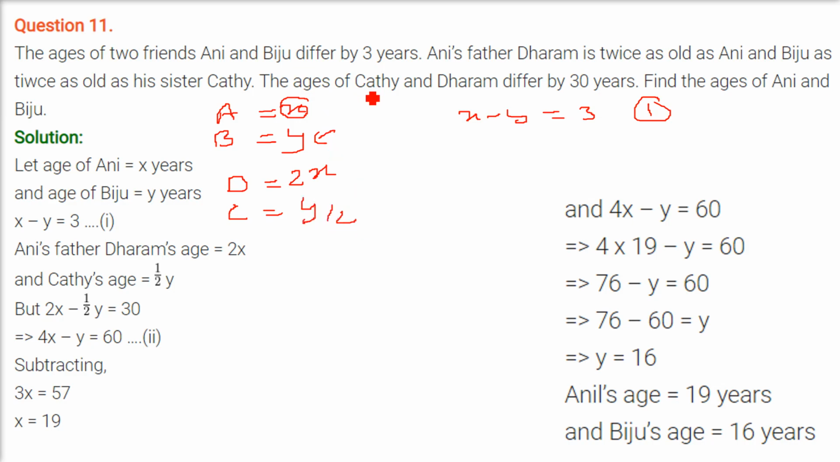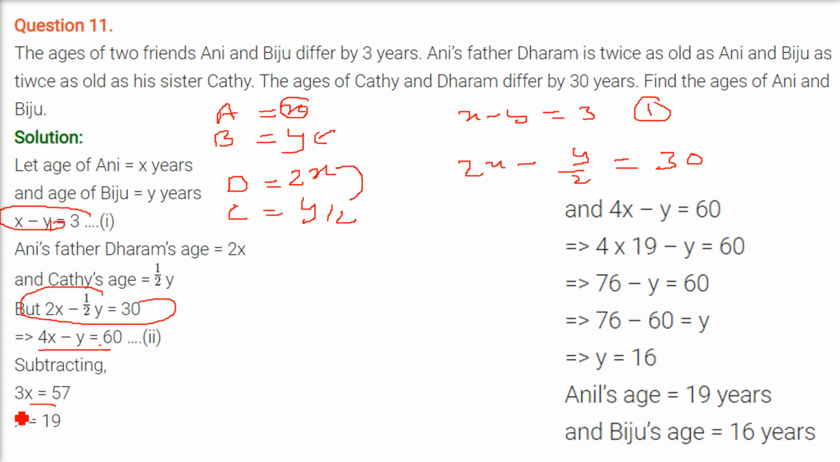Now the ages of Kathy and Dharam differ by 30 because Dharam is older. 2x is the age of Dharam, Kathy's age is y by 2, and the difference is 30. First equation is this one, second equation is this one, that is 4x minus y equal to 60. Solve for x and y. You'll get x as 19, y as 16. So these are the two ages.